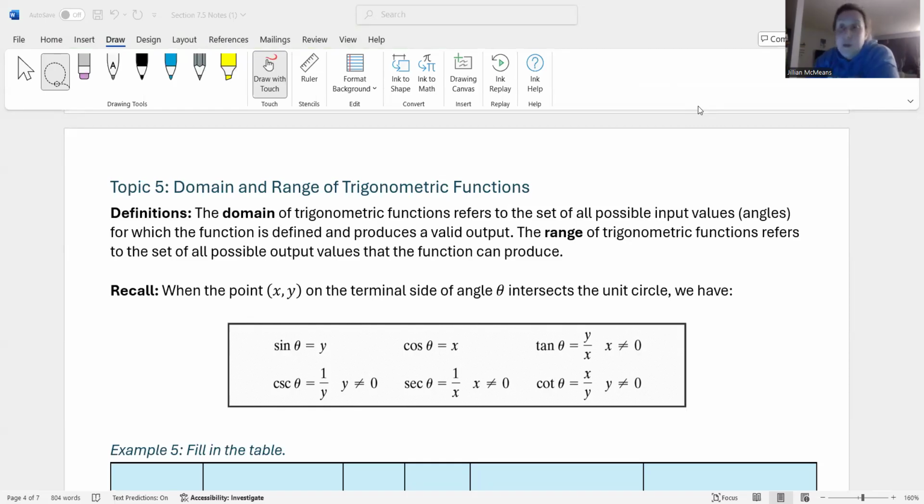Okay. So for topic 5, we need to talk about domain and range of trigonometric functions. And it is rare for me in the classroom to say, just trust me, okay? This is one of those situations where, in some ways, I wish we didn't even cover domain and range at this point, because once we see the actual graphs of the trigonometric functions, the domain and range is going to make a whole lot more sense.